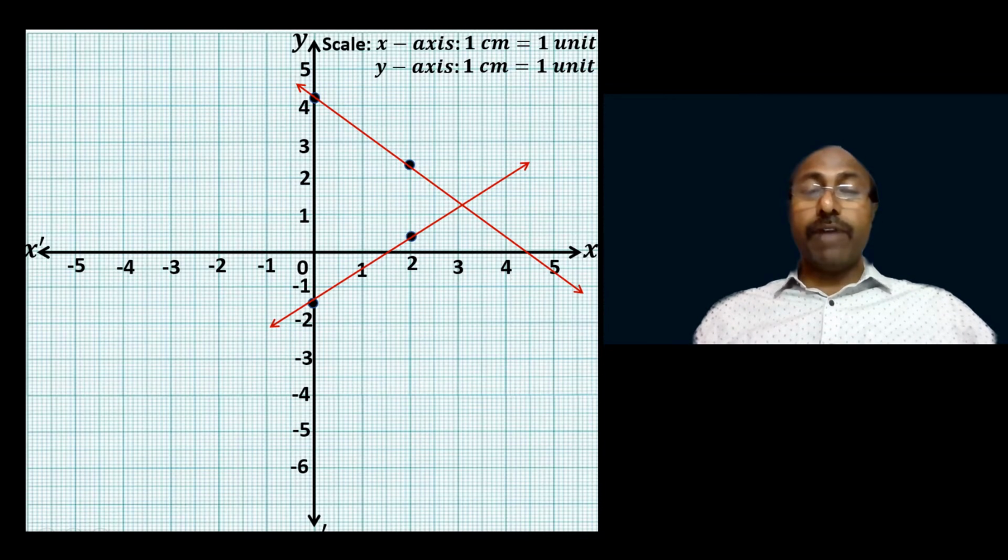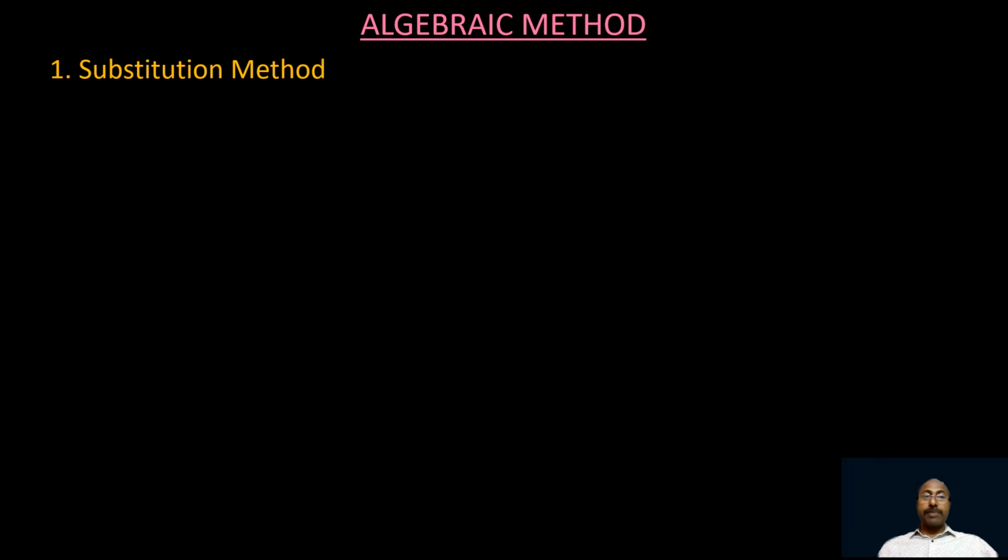So we have one more alternate method to solve linear equations, the algebraic method. In the algebraic method, we have two methods to solve the pair of linear equations in two variables. The first one is the substitution method and the second one is the elimination method. Let's see what the substitution method is and what the elimination method is.